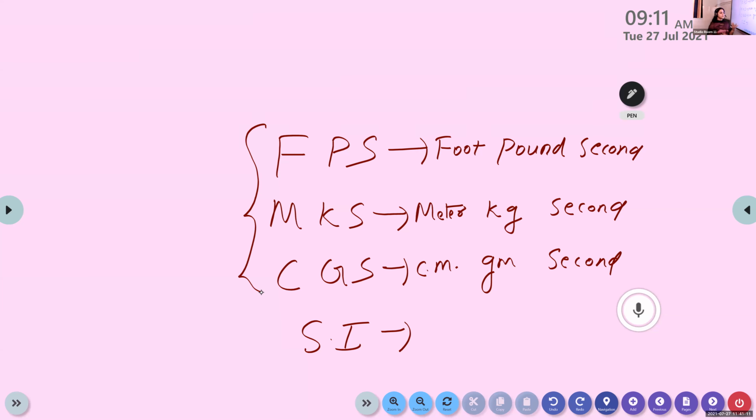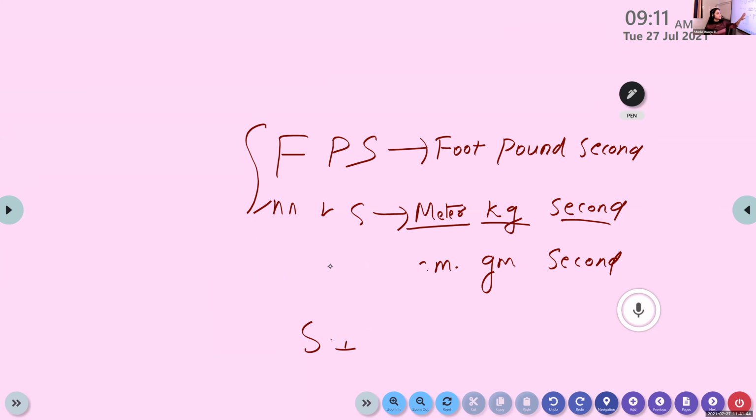Then after that, one more system was introduced, the CGS system. Length is measured in terms of centimeter, mass in terms of gram, and time in terms of second. After that, another system was introduced, the MKS system. Length is measured in terms of meter, mass in terms of kilogram, time in terms of second. Based on that, scientists all over the world decided and put forward the 7 fundamental quantities. They are known as the SI system. This SI system of units is used all over the world.